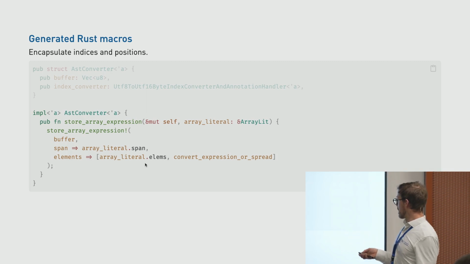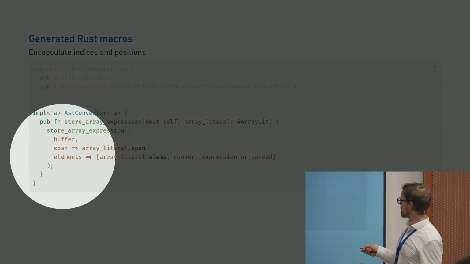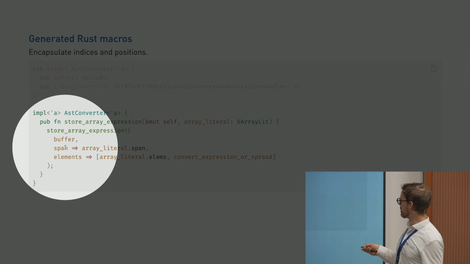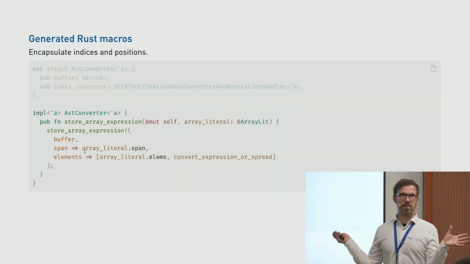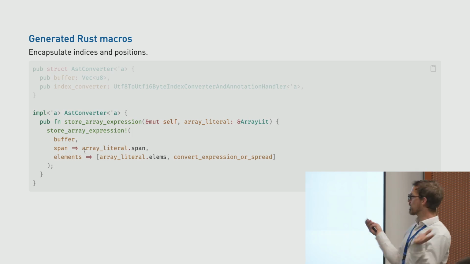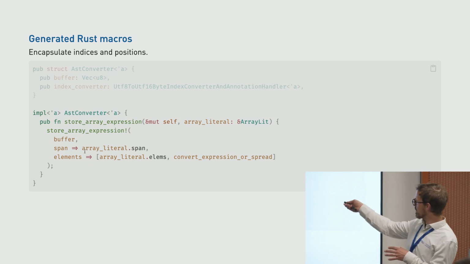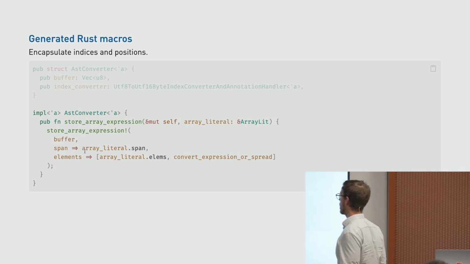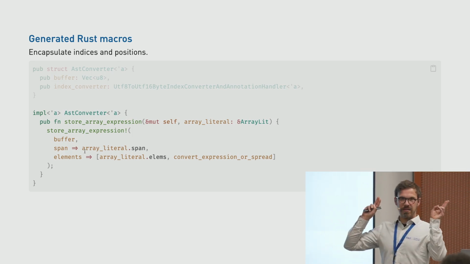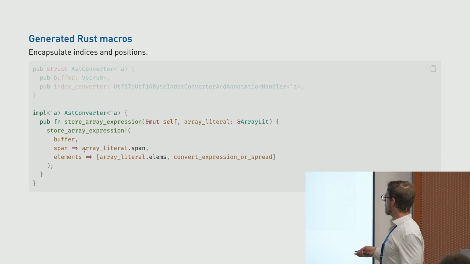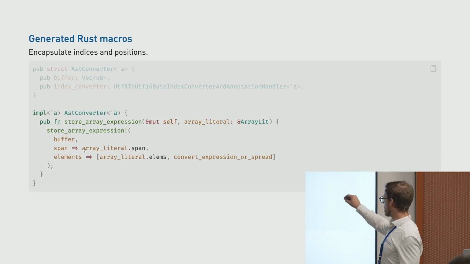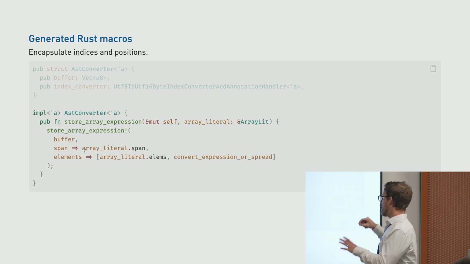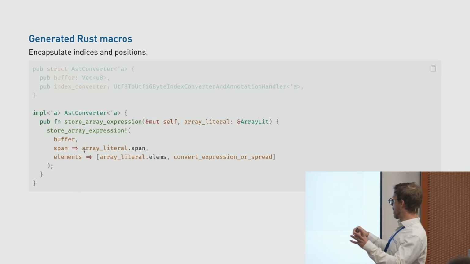Now the thing is, in the macro version, it looks really nice. Basically, this is the macro. You see it by the exclamation mark at the end. So there's a macro store array expression. It always gets the buffer. Then this is like in macros. In Rust macros, you can invent syntax. So the syntax I invented is I use arrows. On the left side, you see the entries that the node has. So there's some checking if I'm generating the right stuff. And the span is basically start and end. And the elements are used, so that bracket syntax means the elements are picked from array literal elements. And for every element, it should call the method convert expression or spread.